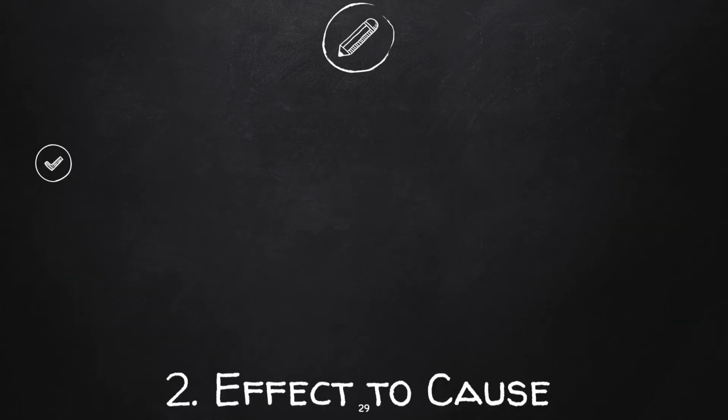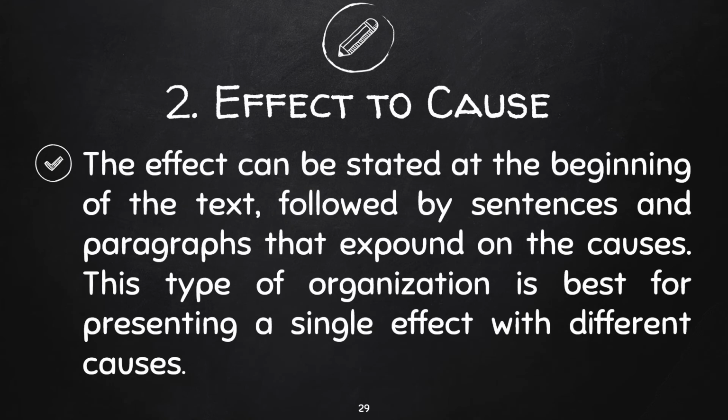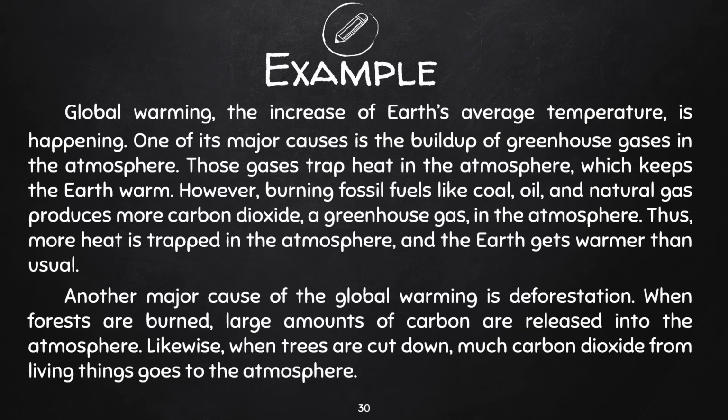Another way is effect to cause. The effect can be stated at the beginning of the text, followed by sentences and paragraphs that expound on the causes. This type of organization is best for presenting a single effect with different causes. Let's read the sample paragraph.